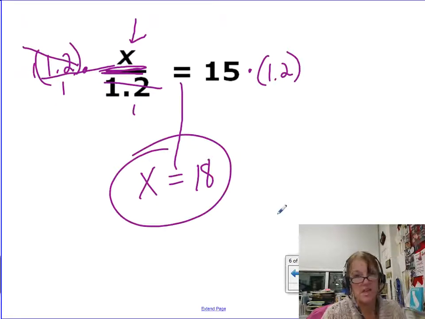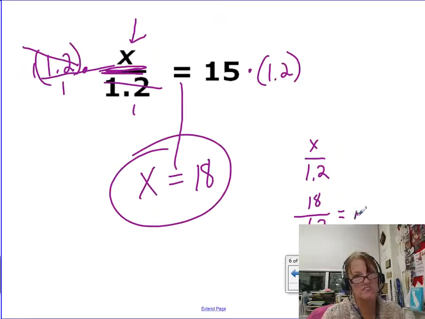All right, I get 18. Does that make sense? I don't know. Let's check it. My original equation started like this. I have to take 18 and divide it by 1 2/10. Plug that in on your calculator. Sure enough, checks out.